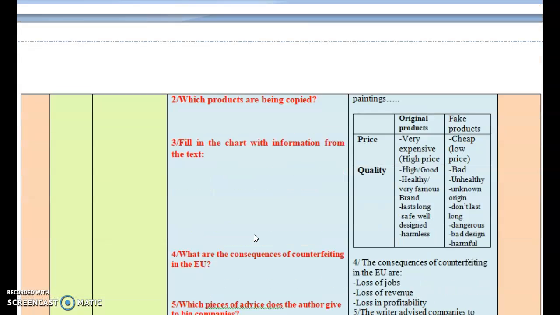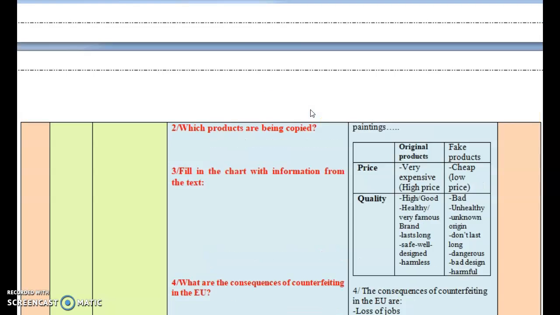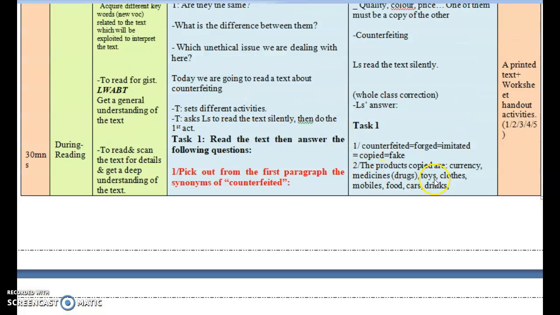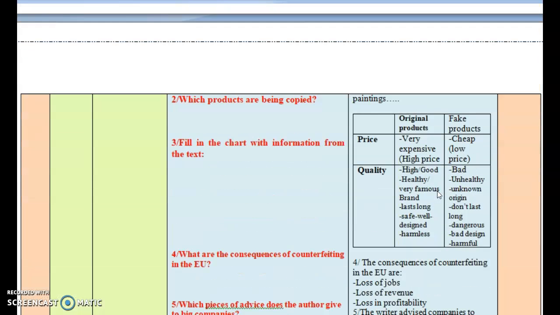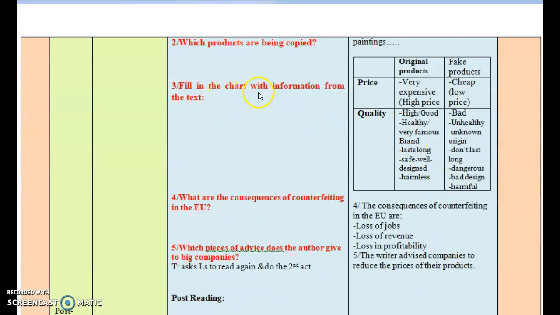The second question, which products are being copied? Here the different products that are being copied are currency, medicines, drugs, toys, clothes, mobiles, food, cars, drinks, etc. In task number 3, fill in the chart with information from the text. Here I have drawn this table. We have got price and quality here, and we have got original products and fake products. We are going to compare between original products and fake products in terms of price and quality.